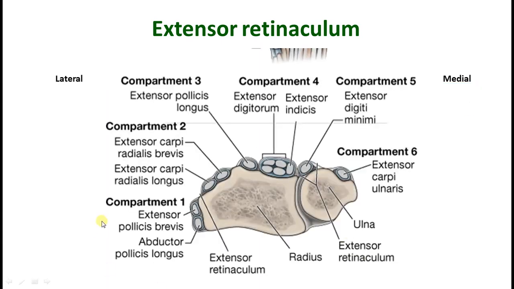So here you are able to see again the extensor retinaculum, which sends septa, thereby dividing into 6 compartments: 1, 2, 3, 4, 5 and 6. First compartment, abductor pollicis longus and extensor pollicis brevis. Second compartment, extensor carpi radialis longus and brevis. Third compartment, extensor pollicis longus. Fourth compartment, extensor digitorum and extensor indicis. Fifth compartment, extensor digiti minimi, and sixth compartment is extensor carpi ulnaris.